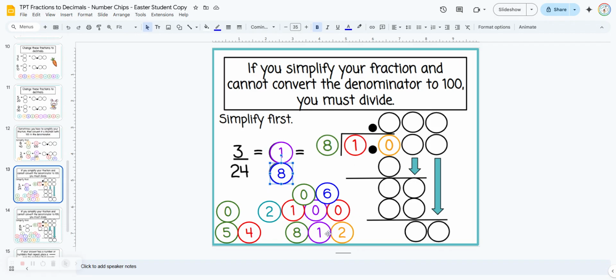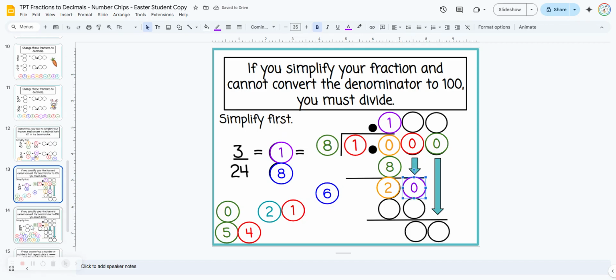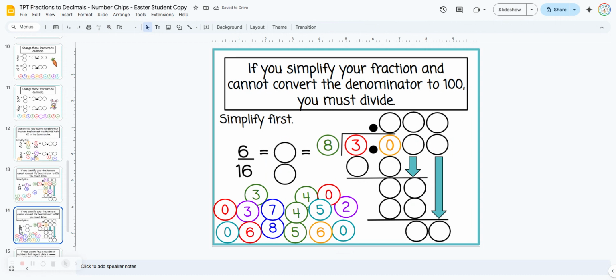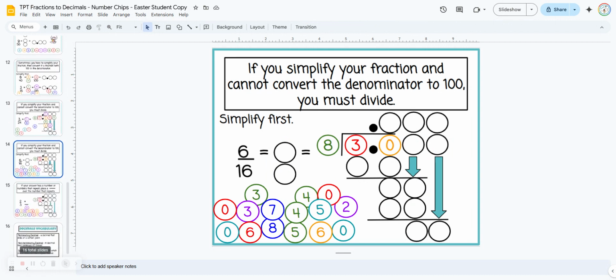8 goes into 10 one time. Multiply, I get 8. So this is also a good review of long division. Subtract, I get 2. These numbers are just going to be zeros. They continue forever. So here we can bring down a 0 and so on. And they'll use every single number. Same thing on slide 14.